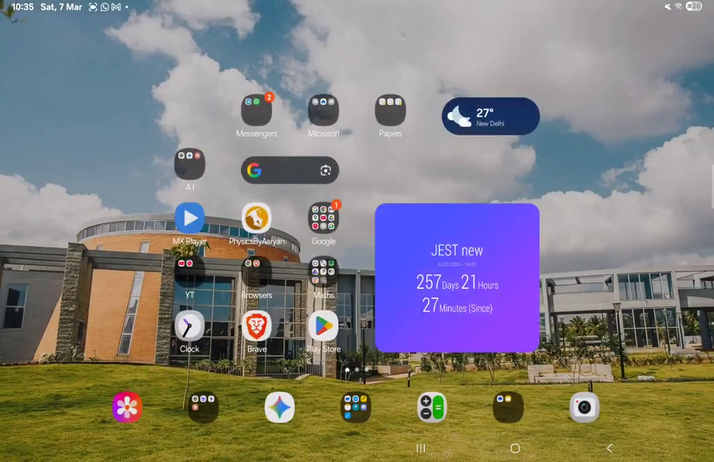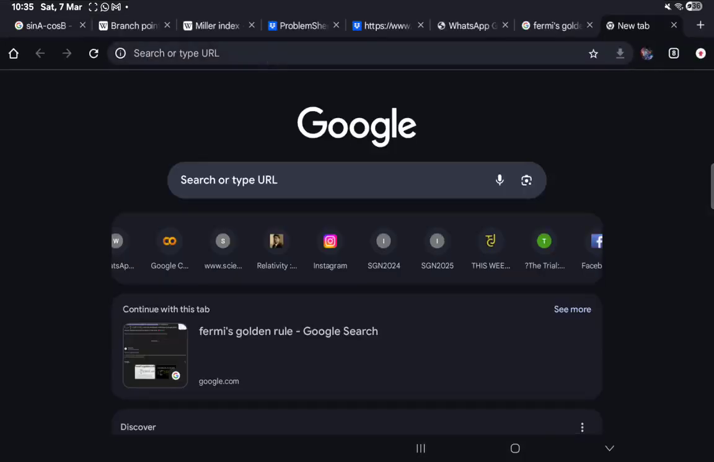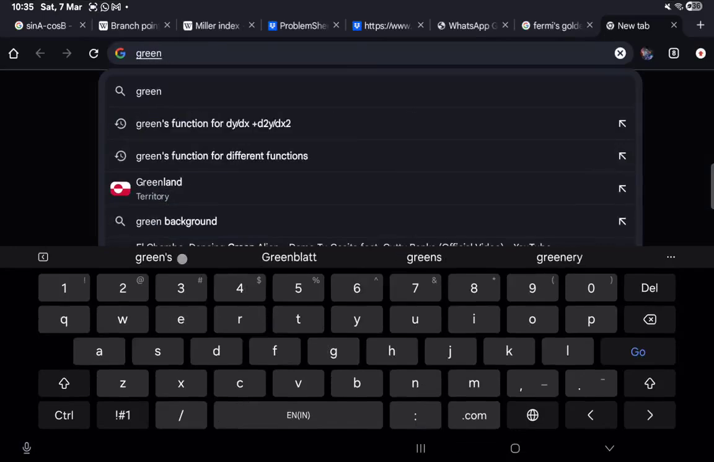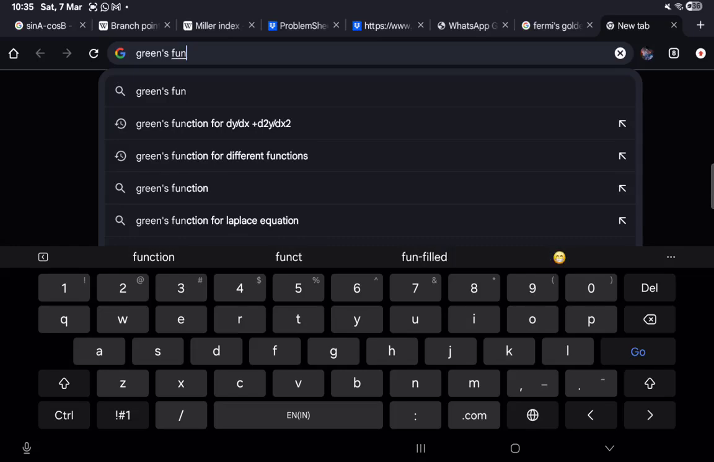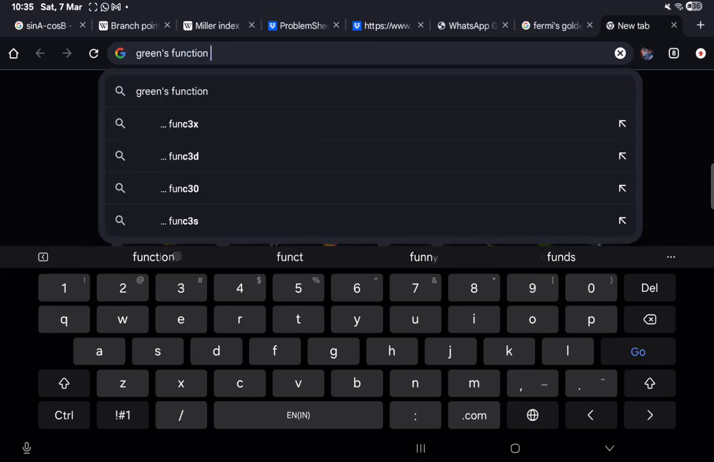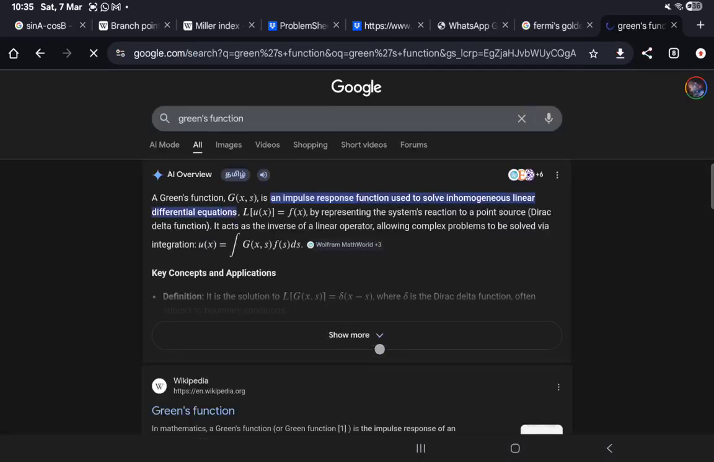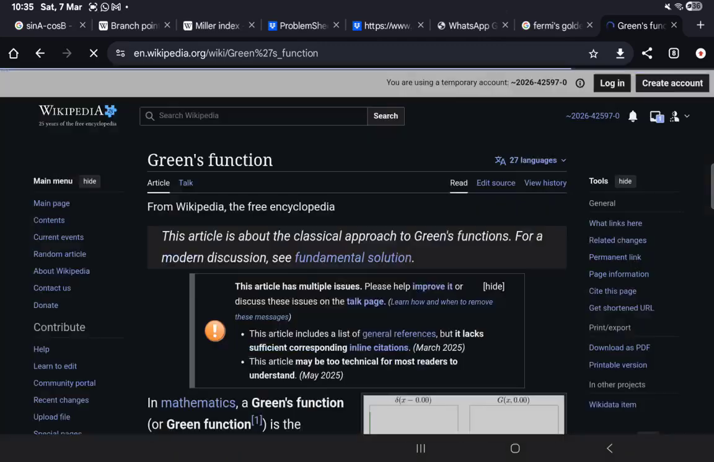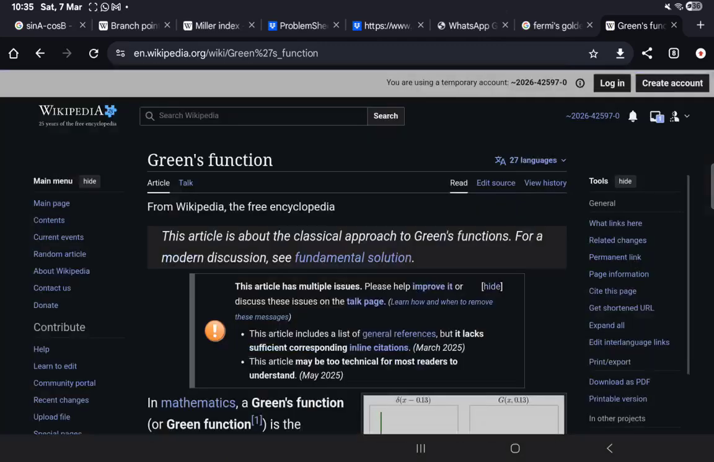Okay, let me open and keep Wikipedia ready. Green's function. I want to understand it as well as possible, and if I succeed in doing that, what more can I ask for? So Green's function will be my target. So let me do it. And yeah, I gotta close the door. Just a minute, I'm closing it. So here we go, and now let's start Green's function.